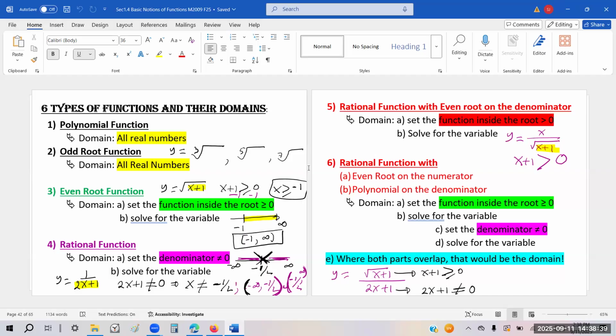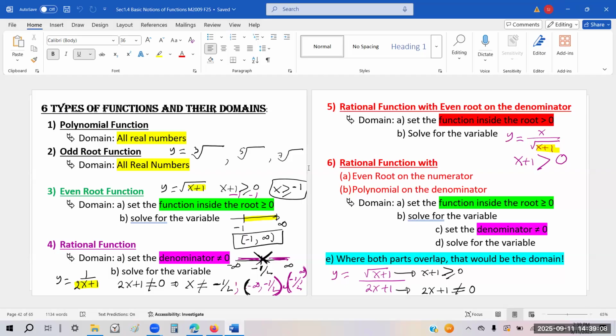Then we have the third type, rational function with even root in the denominator. If we have the same even root, but not on the numerator, on the denominator, then this time that denominator cannot be 0 and also cannot be negative. So the only thing this denominator can be is positive. So we take the function inside the radical on the denominator and make it strictly bigger than 0.